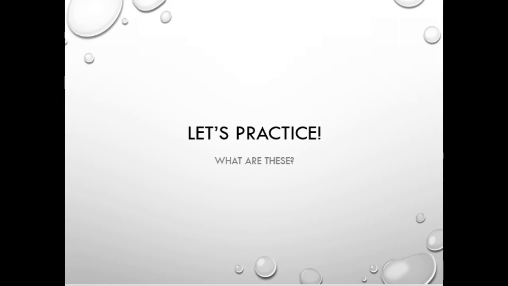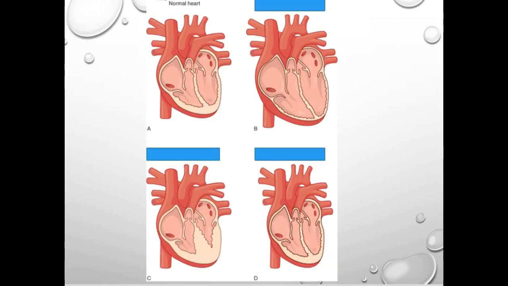So let's practice a little bit. What are these? So here, don't look in your book at the heart, because this is the example of it here. So let's think here for just a minute. I have a normal heart here at the top, just to give you a basis of comparison. So if we were to look at the first one to the right here at the top, we're looking at B. What do you think that might be?